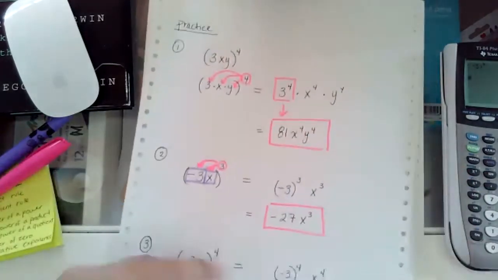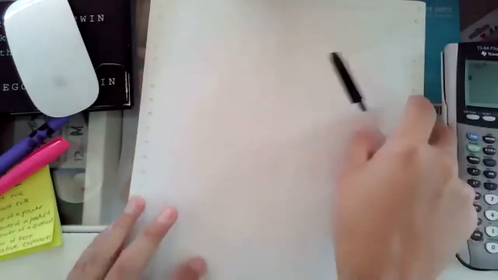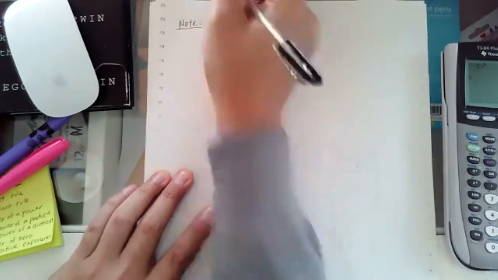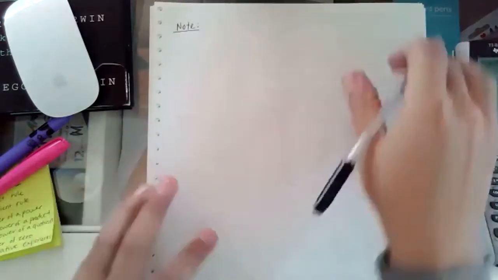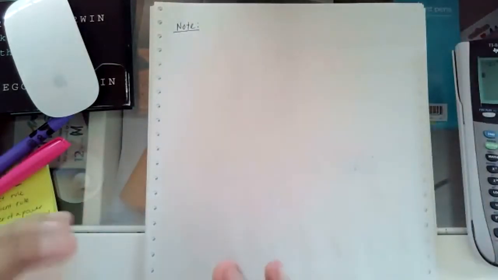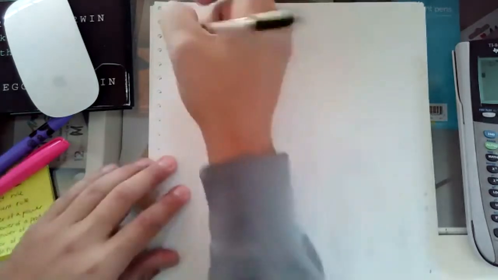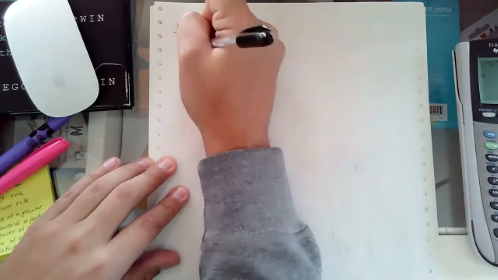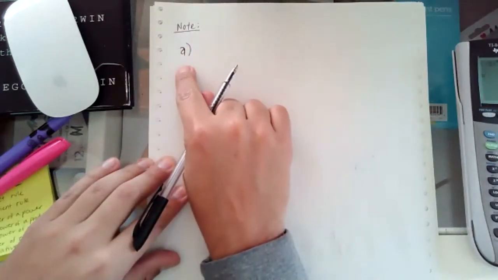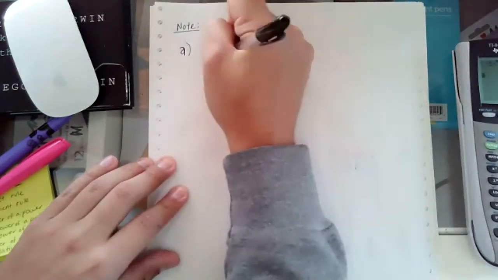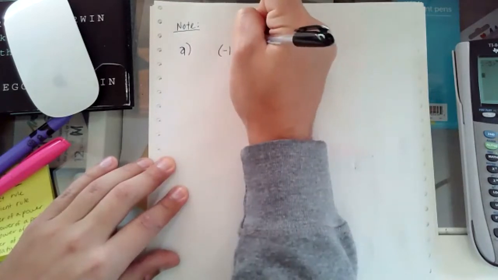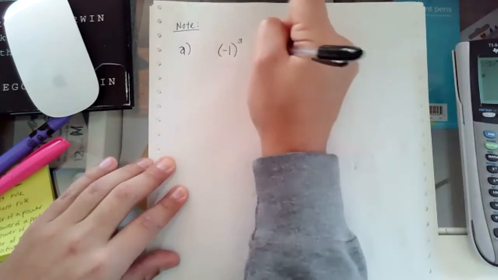Well, let's just make a note here, because you'll want to keep in mind what signs we're going to have when we raise something to a power. So let's look at this example, or this set of examples. This is an A, even though it doesn't look like one. Negative 1 to the 3rd power. Well, what does that simplify to?